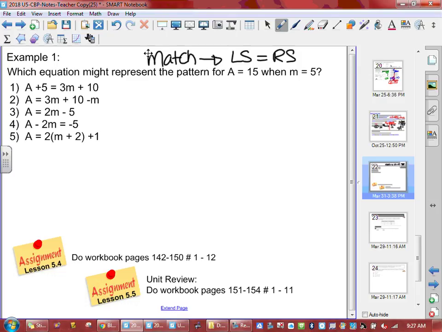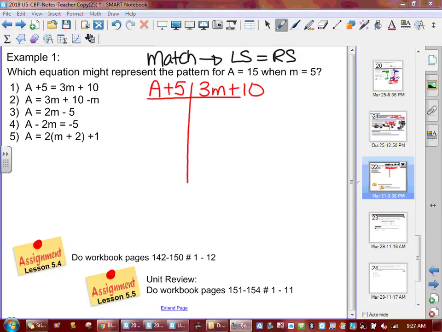Back, you guys are doing number 3. You guys at the back table there, you're going to do number 4. You four are doing number 5. What I mean is you're going to make your right side, left side chart. So if I was doing number 1, I'd have A plus 5 up here, and 3M plus 10 right there. I'll give you a couple minutes.